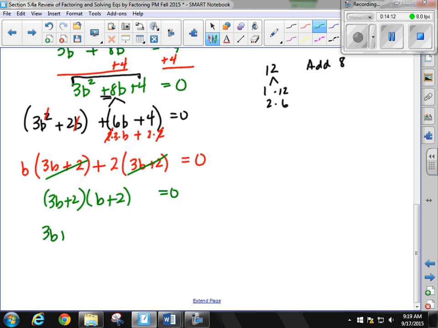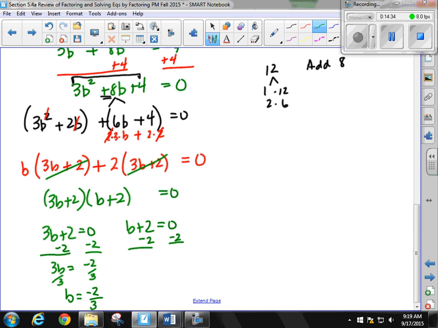Set each factor equal to 0 and solve. First equation, I have to subtract 2 from each side. 3b = -2, and divide by 3 to get the b by itself. b = -2/3. Second equation, subtract 2 from each side, and I get b = -2. So my solutions are -2 and -2/3.